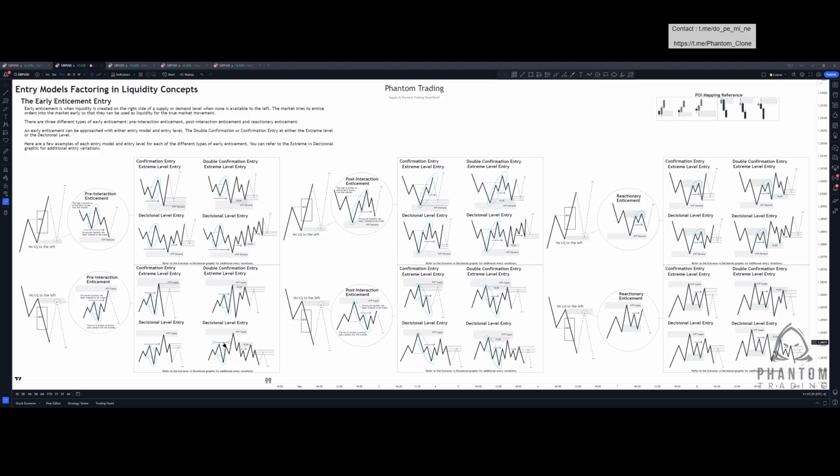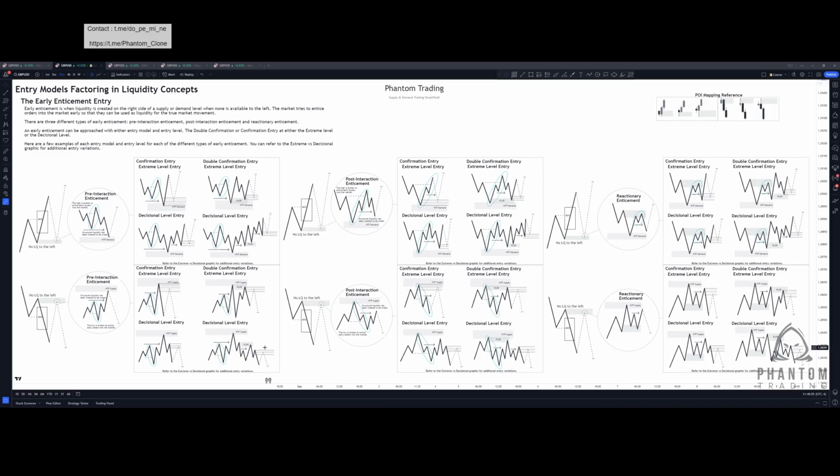Once our pre-interaction early enticement has been swept and price trades into a higher time frame supply zone, we see that price reacts off of a last point of demand, initial reaction, extreme reaction leg, and the failure of that last point of demand. We can see that we have a level of structural liquidity as well. Price trades into the first level of respect and then begins to react off of that last point of demand and creates the initial reaction, the extreme reaction leg, and the failure of that last point of demand, which creates a tradable supply level that we can look to trade short when price interacts with that supply level.